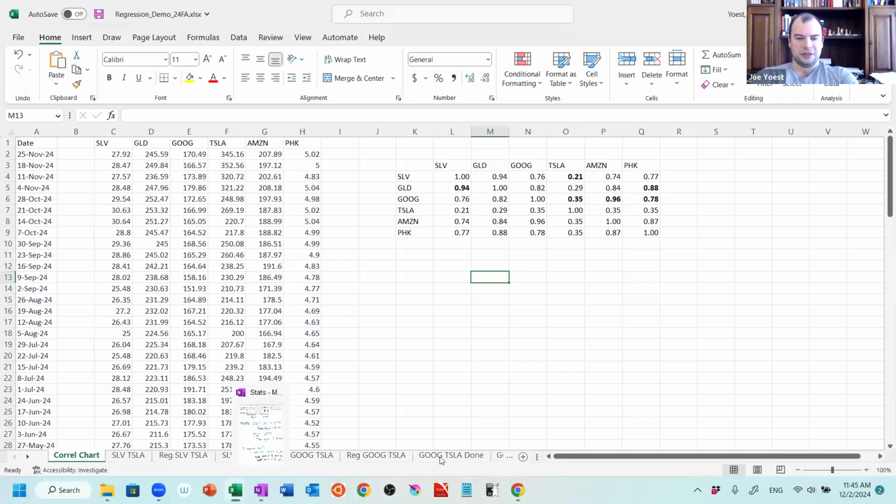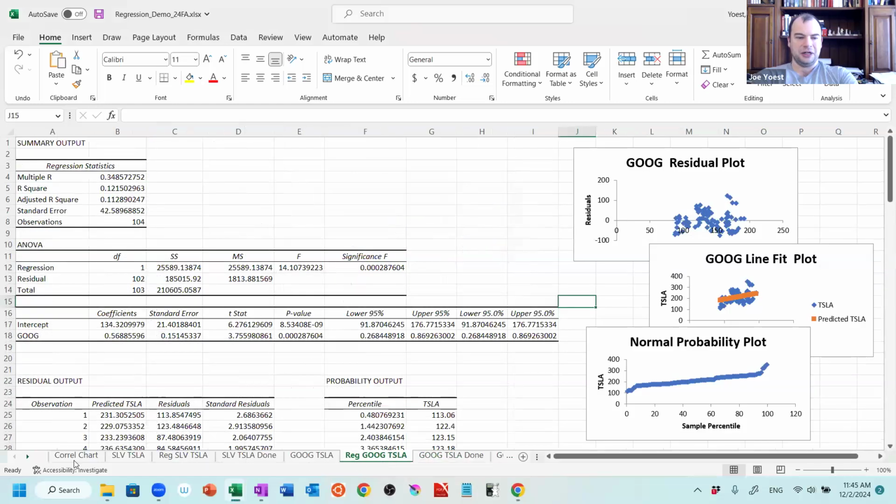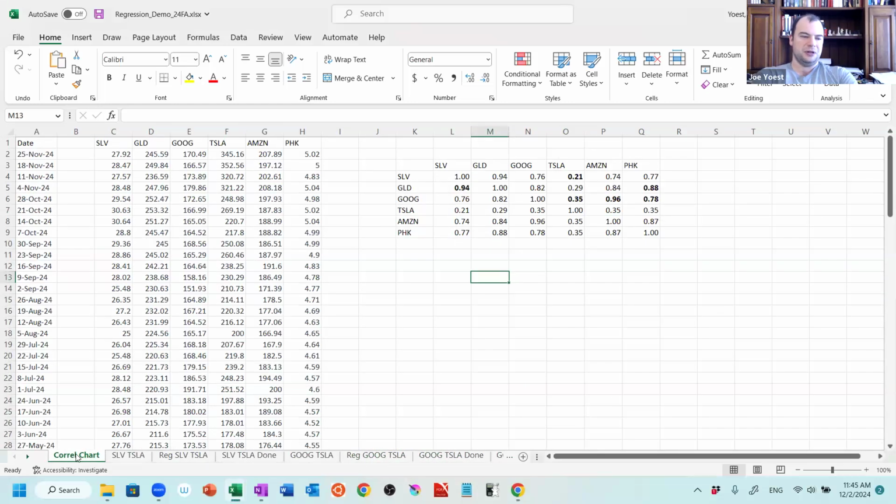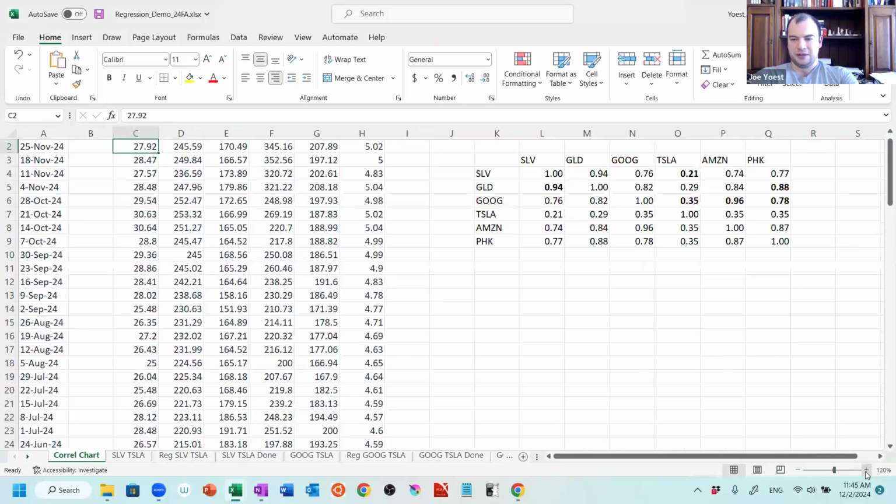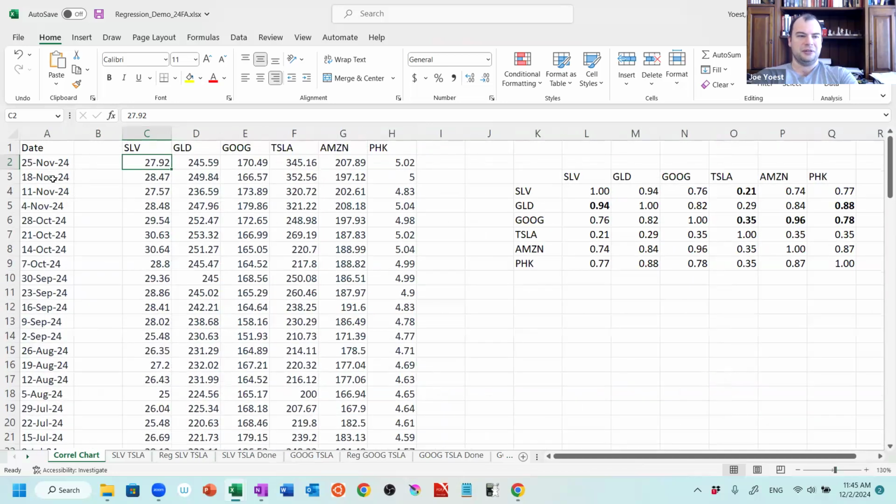So if we pull this Excel file up, and go all the way to the left where it says CORREL chart, correlation chart, here I have some more recent data that I just pulled this morning, actually. So this is Spider Gold Shares, Google, Tesla. Tesla's pretty cool these days. Amazon, and again, PIMCO's high yield bond fund.